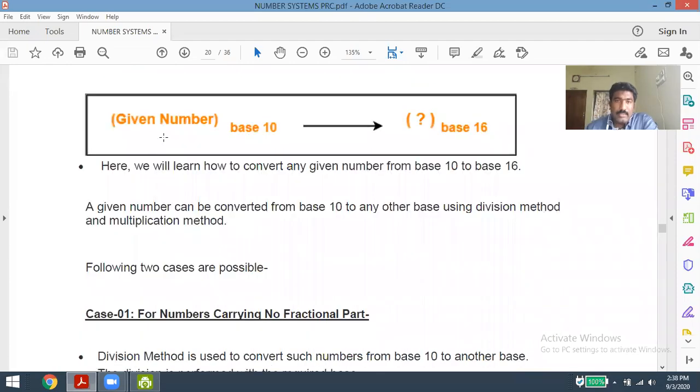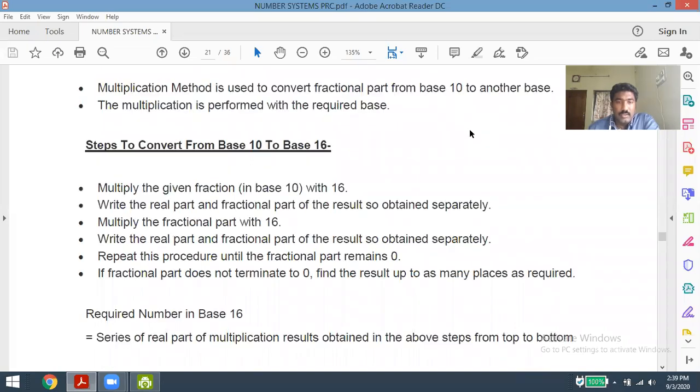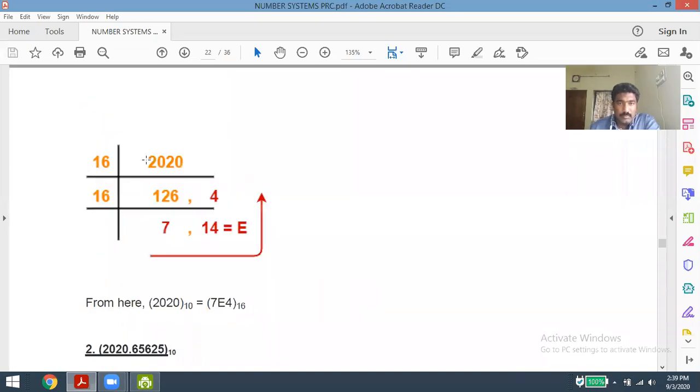And the same for base 10 to base 16. When you have base 10 to base 16, just divide by base 16. We will get the remainders 4 and 16 sevens, and a remainder of 14. So in the place of 14, we write E. Okay, don't forget it. When you're dealing with hexadecimal values, remember that if the remainder is 10, 11, 12, 13, 14, 15.